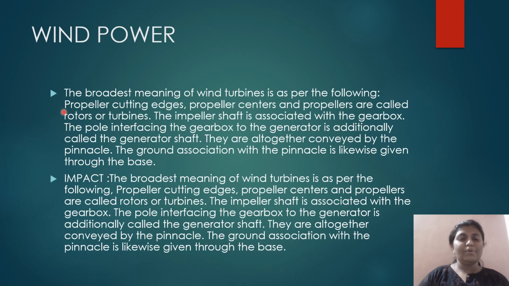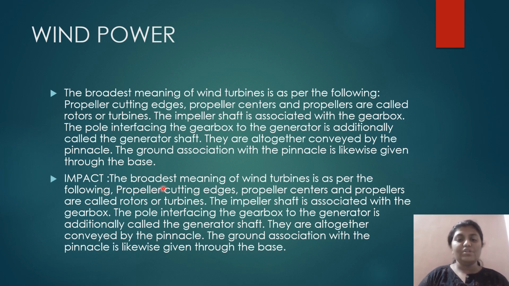Wind power. The broadside meaning of a wind turbine is as per the following: propeller cutting edges, propeller center and a propeller are called the rotor or turbine. The impeller shaft is associated with the gearbox. The pole interfacing the gearbox to the generator is additionally called the generator shaft. They are all together conveyed by the pinnacle. The ground association with the pinnacle is likewise given through the base.